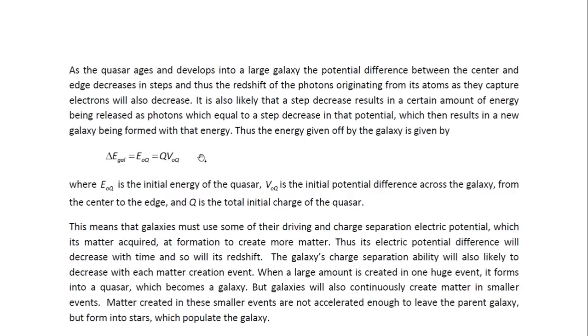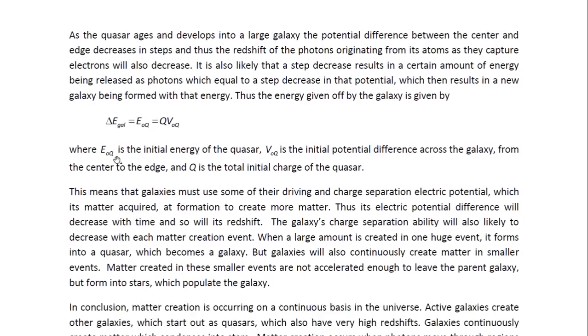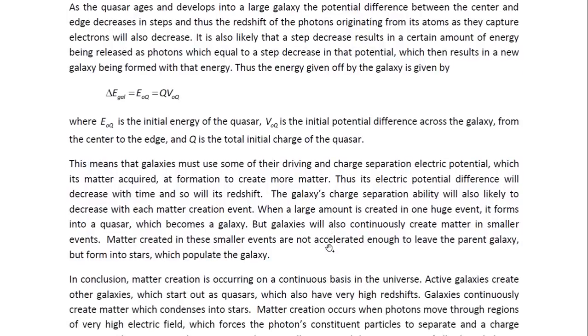It will decrease as the quasar starts creating matter that condenses into stars, and eventually the quasar may start creating other galaxies as well. So the initial energy is the initial energy of the quasar, and V_0Q is the initial potential difference across the galaxy from the center to the edge of, in this case, the newly formed galaxy or a quasar. And Q is the total initial charge of the quasar. Now, this means that galaxies must use some of their driving and charge separation electric potential, which its matter acquired at formation, to create more matter. Thus, its electric potential difference will decrease with time, and so will its redshift.